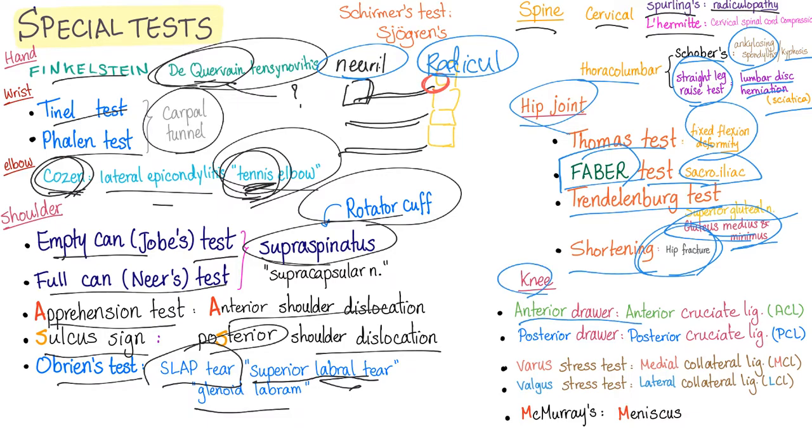Knee. Anterior drawer test for anterior cruciate ligament. The posterior one for posterior cruciate ligament. Sorry guys, I screwed up. The varus is for the lateral and the valgus is for the medial. Then the McMurray's test for the meniscus, we have two. We have the medial and the lateral menisci. We have two McMurray's tests for them.